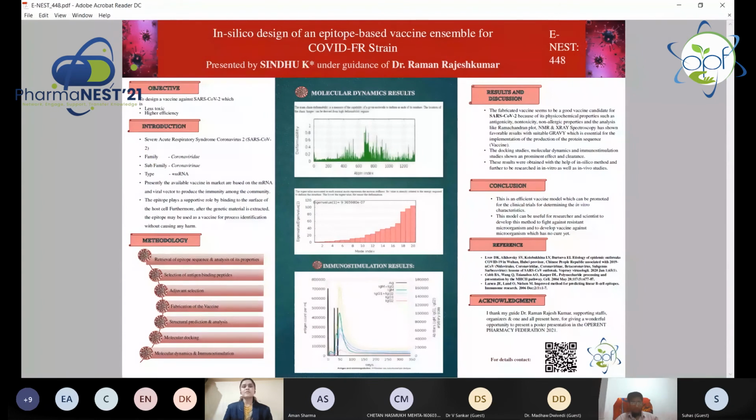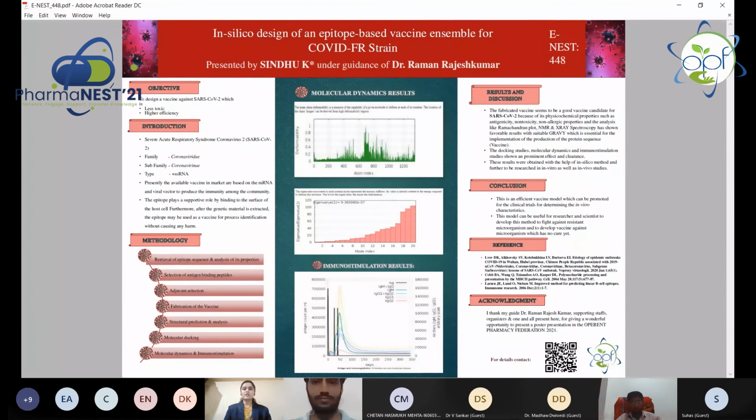And then the third step, the adjuvant selection. Here the adjuvant selected was C-lectin. The C-lectin is the protein adjuvant selected, and this also has been subjected to physicochemical property studies like antigenicity, non-toxicity, and non-allergic properties. Both the adjuvant and the antigen peptide binding proteins are fabricated into the vaccine by using the linker codons of the MHC1, MHC2, and BCL linear B cell epitopes.